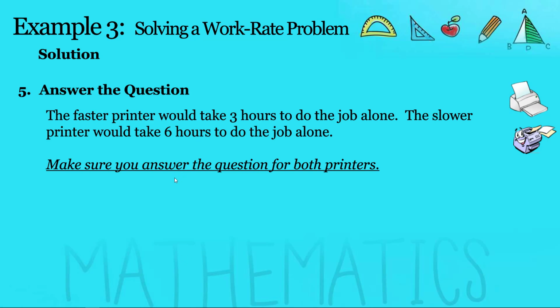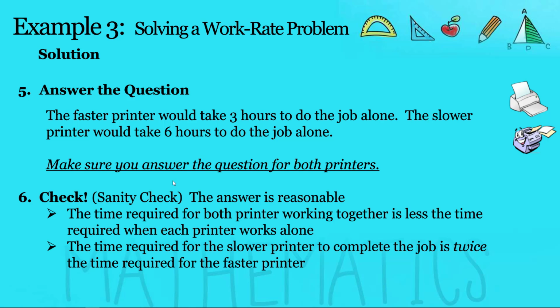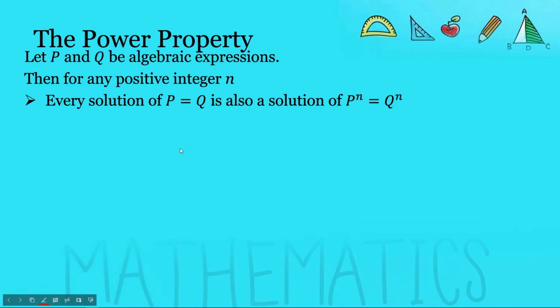And we can basically do a cursory check to make sure it makes sense. And it kind of does, because since both printers are working by themselves, they're going to take longer than working together. And of course, the math between the two printers makes sense, because the time duration for the slower printer is twice that of the faster printer. So this does indeed make a modicum of sense.